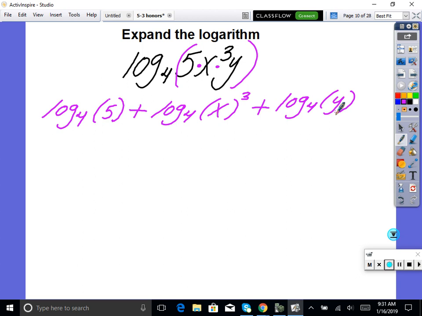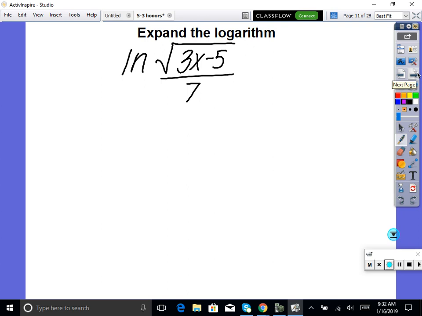Then our last step, if we're expanding it, is to take anything that's an exponent and have it times in front. So we would take this 3 and pull it in front here being multiplied. And then I'm going to just scribble that out. That's the expanded logarithm. And done. Yay. Pretty easy, right? Let's do another one.